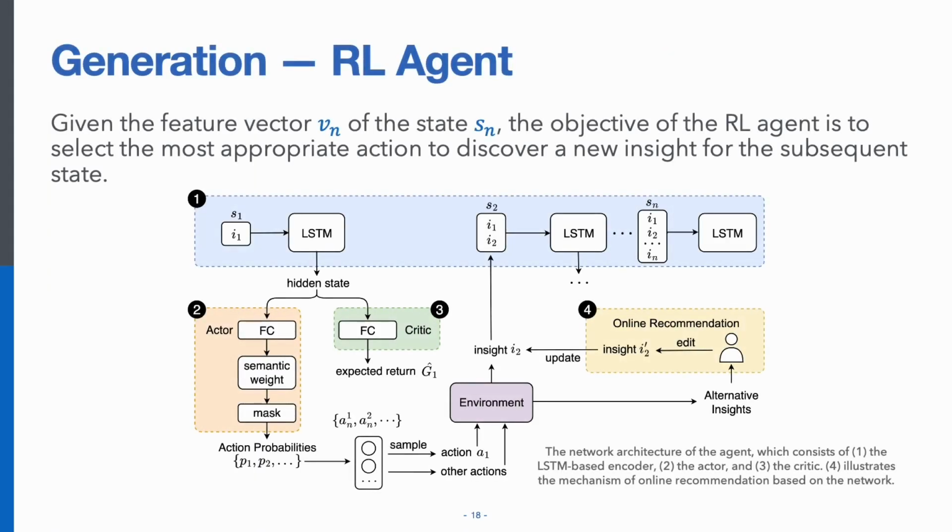Given the feature vector of the state, the objective of the RL agent is to select the most appropriate action to discover a new insight for the subsequent state. The agent consists of two components: the actor that predicts the probability of performing each action at the current state, and the critic that predicts the maximum expected return, which is the sum of expected rewards, when continuing to explore from the current state to the final state.